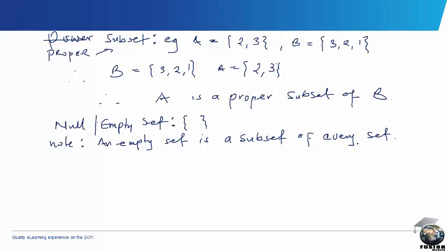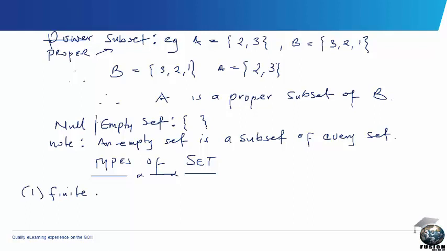Okay, now we go over defining types of sets. Types of sets. We have two types of sets. Number one, we have finite sets. And number two, infinite sets.